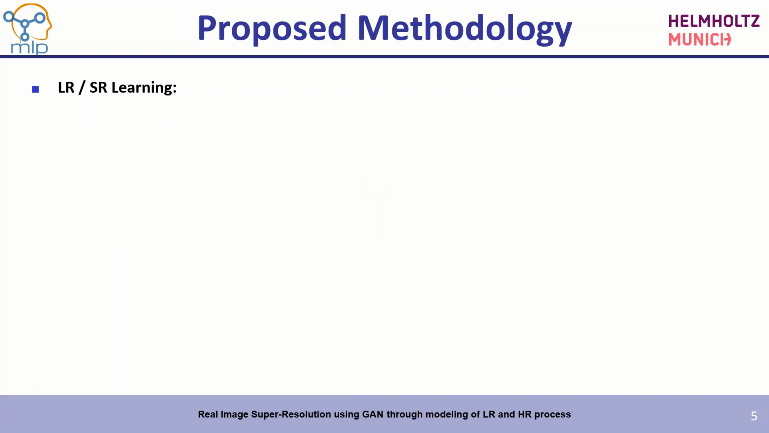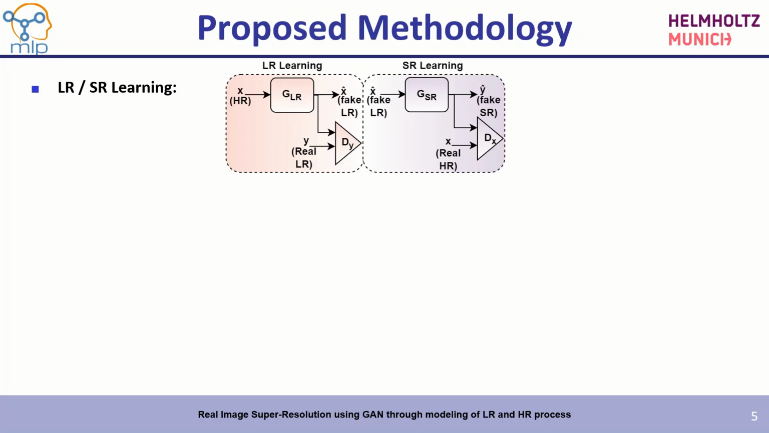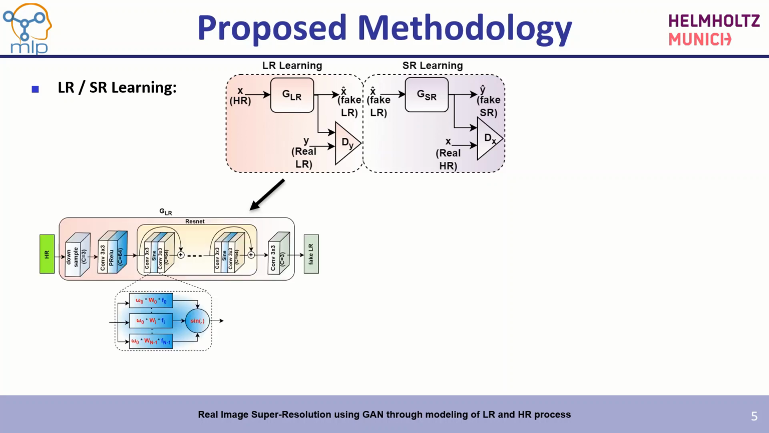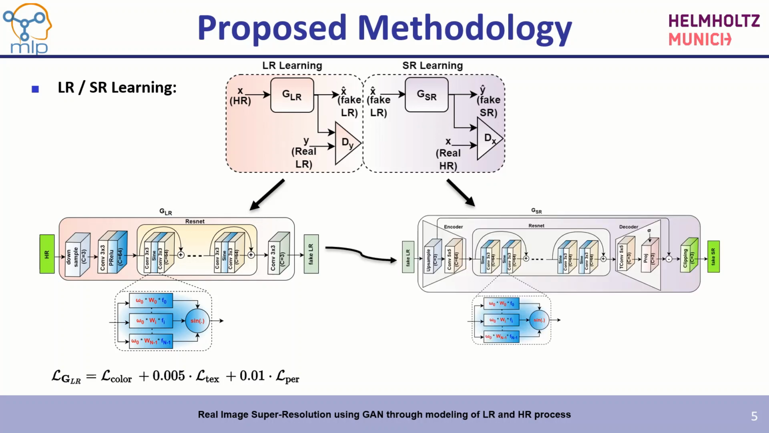So this motivates us to model the LR and HR process in an end-to-end manner by implicitly learning the downsampling and upsampling process. The representative diagram of our proposed real SR approach is shown here, where in the LR learning stage, the downsampling network GLR takes the HR image and generates the fake LR image by learning the real corruptions with the supervision of the discriminative network DY. We train the GLR network with the given generator loss functions. After that, we synthesize the paired LR and HR data to train the generalized SR model with the following SR generator loss function.